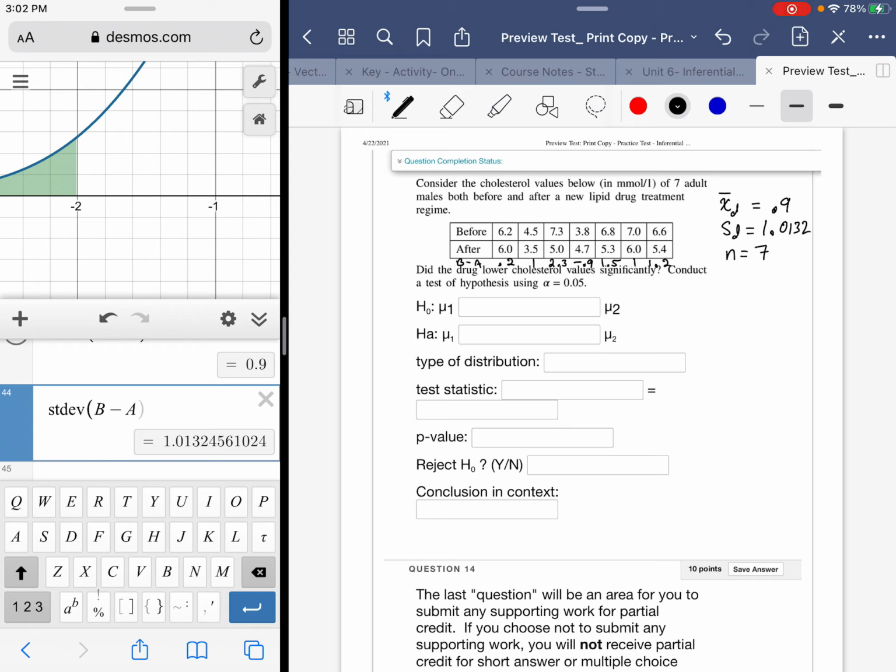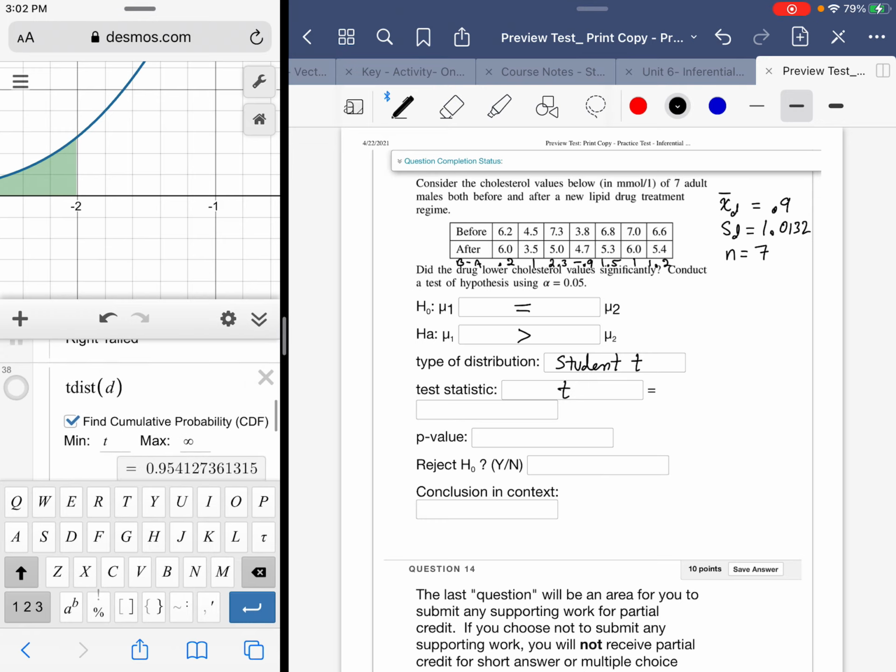1.0132. All right, so if we're conducting the test to see if it lowered cholesterol levels, the null would be that there's no difference. The alternative would be that before the drug was administered, the cholesterol levels were higher than they would be after. Because it's a matched pairs design, this would be a student t distribution, with the test statistic being t equal to, I apologize for the format, but that's the only way I knew how to do it. t is going to be equal to whatever it tells us it is.